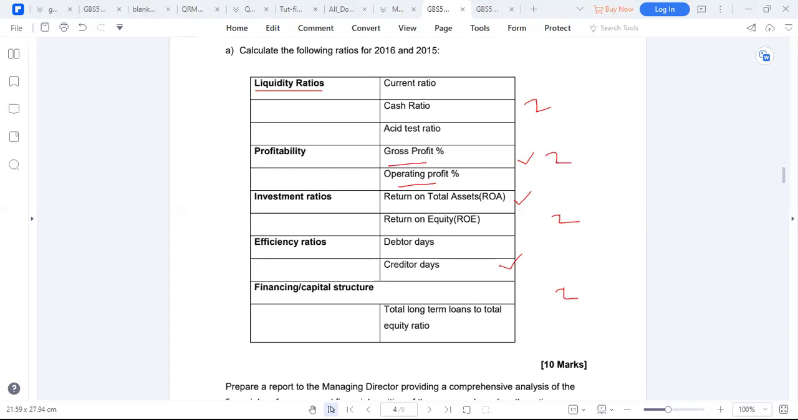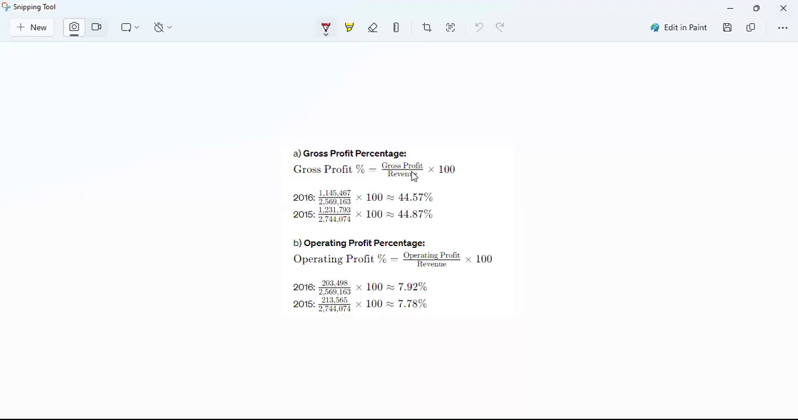In the interest of time, is it gross profit over sales times 100? Yes, gross profit over sales, in this case revenue, times 100. Then operating profit is operating profit over sales times 100. That's true. So those are the 2.